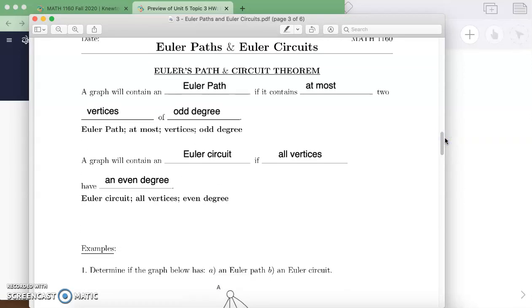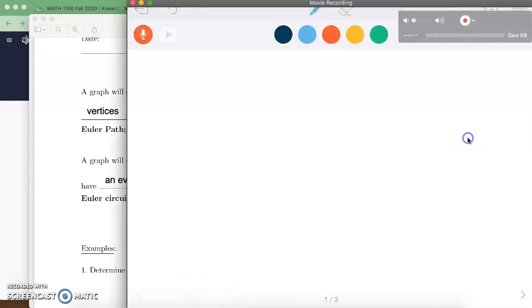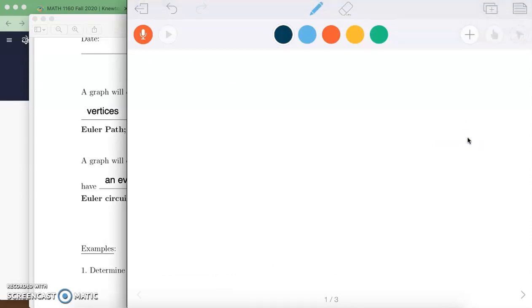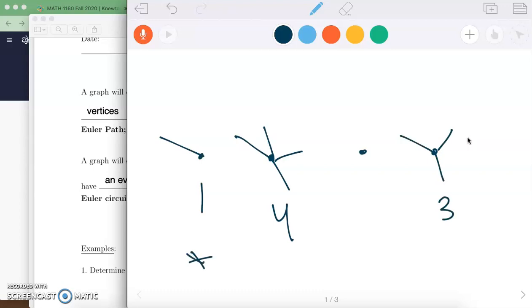So here's the theorem, Euler's path and circuit theorem. A graph will contain an Euler path if it contains at most two vertices of odd degree. So remember, the degree of a vertex is how many edges are coming off of it. So here we have a vertex with 1. That's a degree of 1. Here we have one with 2, 3, 4 edges. That's an even degree. Here we have one with 0. That's also even. Here we have one with, let's say, 3. That's an odd degree, right? So these two would have an odd degree.